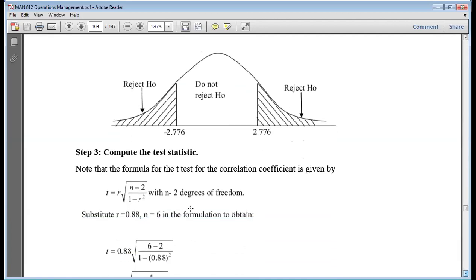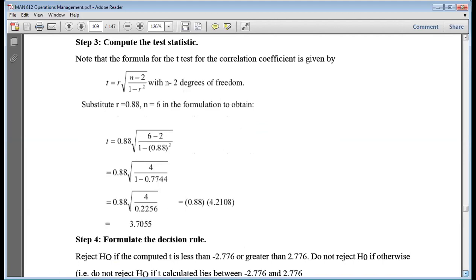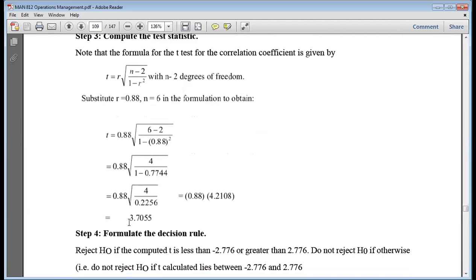So then you substitute it. You know our R is this and our N is this. So T equals R times the square root of 6 minus 2, all over 1 minus R squared. When you finally compute it, what you get is 3 point something. Have you seen it? See the decision rule now.